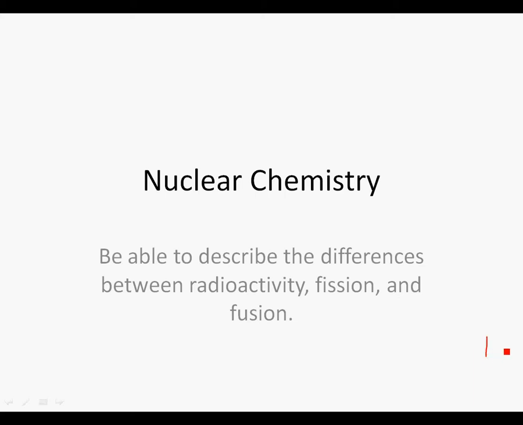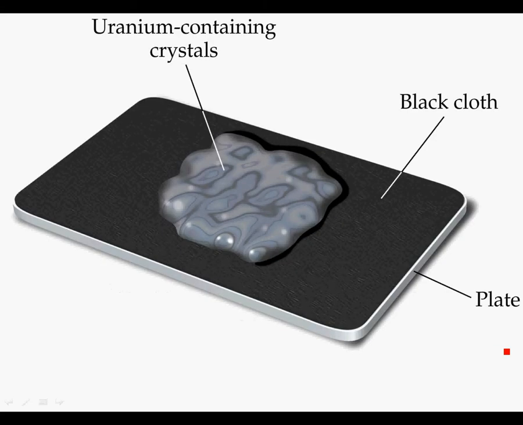Alright, this video is about nuclear chemistry, specifically being able to tell the difference between radioactivity, fission, and fusion. It's also about how these technologies impact our modern life through nuclear power plants, nuclear weapons, half-life, and all sorts of other things. Alright, the first thing you need to know is a little history.